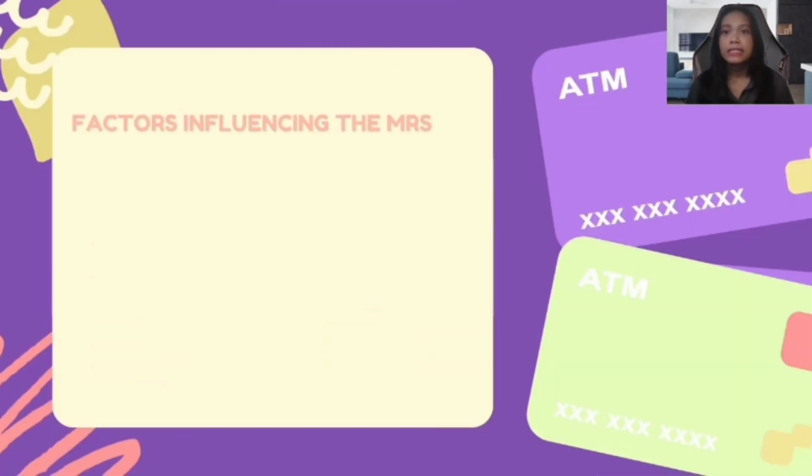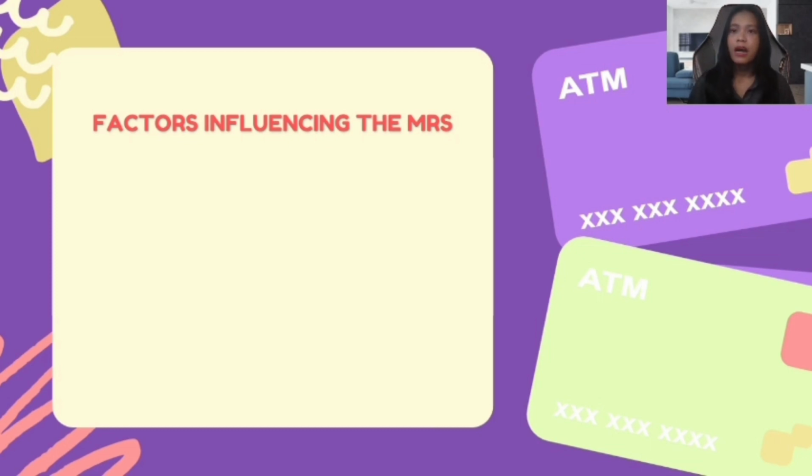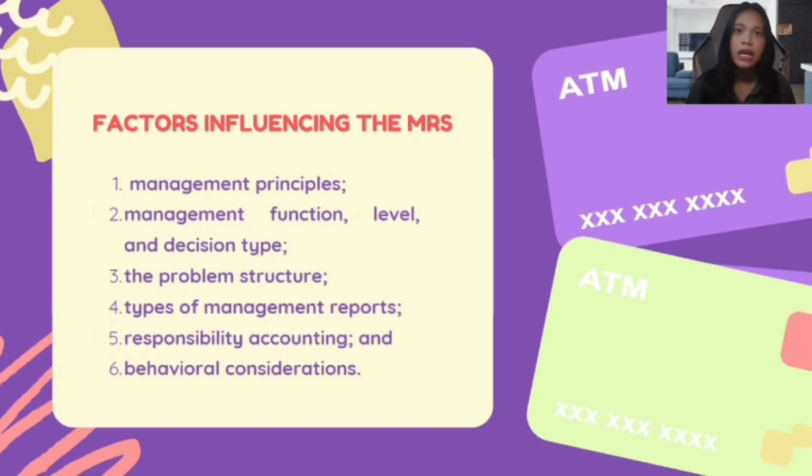The management reporting system, or the MRS, is affected by various factors, since designing an effective MRS requires an understanding of the information that the managers need to deal with the problems they face. These factors are management principles, management function, level and decision type, the problem structure, types of management reports, responsibility accounting, and behavioral considerations. I and my fellow reporters are going to discuss them one by one. So, starting with the management principles.